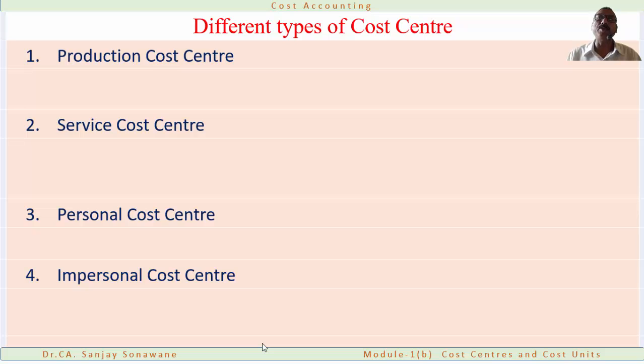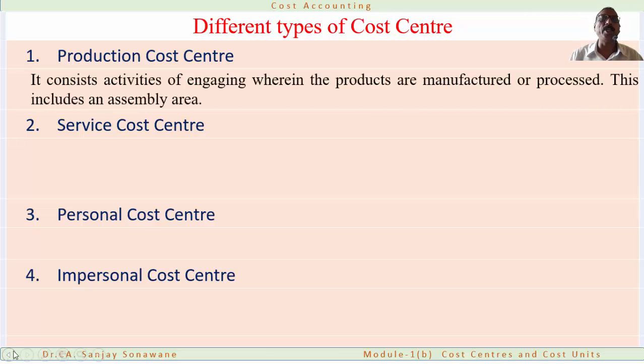So there are different types of cost center. Basically we can form four types of cost center: production cost center, second one is service cost center, and in addition to this we can have the cost center based on person. So personal cost center, and second one is impersonal cost center. Now let us understand the meanings of these. First one is production cost center.